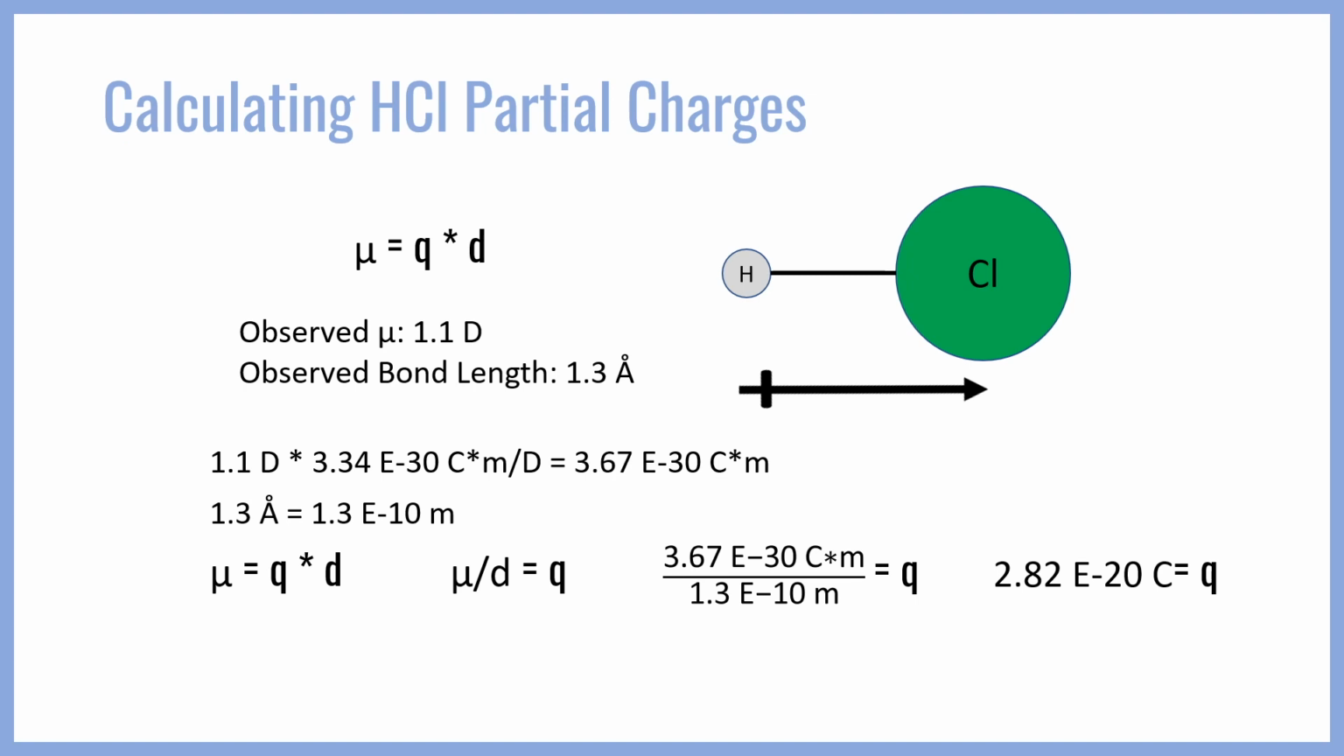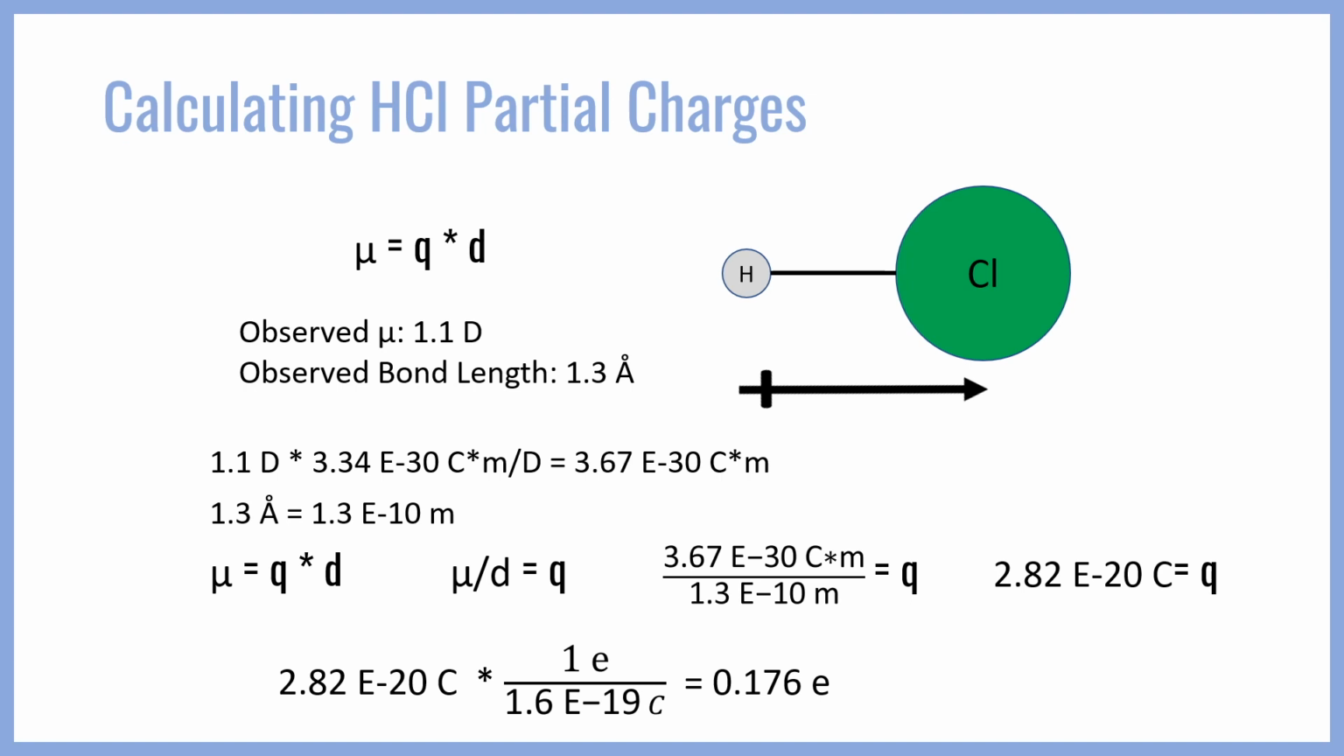Now, that's all well and good, and that is in fact how much charge is on each atom. That said, this is not very intuitive in a chemical sense. So we want to go ahead and convert it back into electron units of charge. And we do that simply by dividing by the Coulomb to electron charge ratio, which gives us a Q value, a partial charge, of 0.176 electrons.